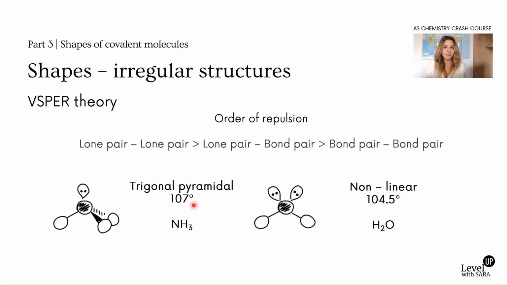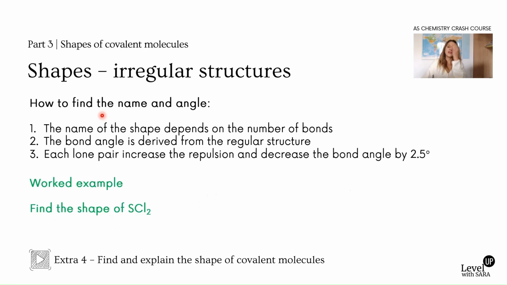Those numbers are not random. In fact, we will do an example together. But the thing to remember is that the name of the shape depends on the number of bonds: linear or non-linear for 2 bonds, trigonal for 3 bonds. The bond angle is derived from the regular structure, so we need to get the angle of the regular structure, and each lone pair increases the repulsion and decreases the bond angle by 2.5. So let's see how we can apply this.